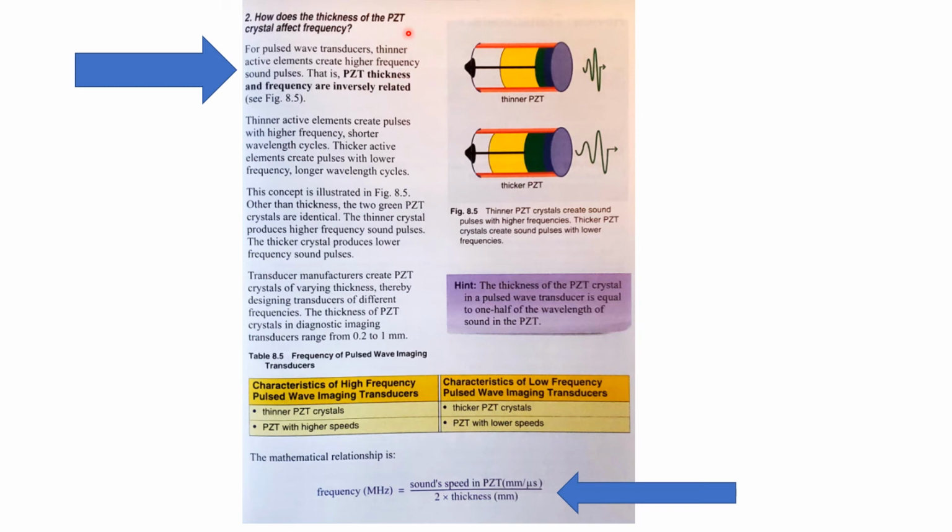How does the thickness of the PZT affect the frequency? Well, the PZT frequency and thickness are inversely related. So that means that thinner active elements create pulses of higher frequency and shorter wavelength cycles. Thicker active elements create pulses with lower frequency and longer wavelengths. Again, that's something that often is on certification exams. The thickness of the PZT crystal is equal to 1/2 the wavelength of sound in the PZT.